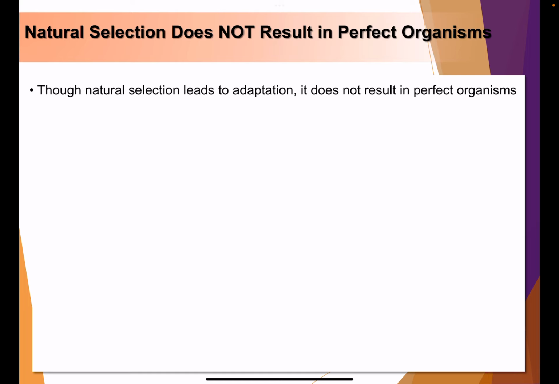So lastly, to conclude this chapter, we must be clear that natural selection leads to adaptation. It does not result in what we call a perfect organism, meaning it does not result in an organism that is perfectly fit for its environment and makes it invincible. There is no such thing. There's no such organism, because of the four following reasons.